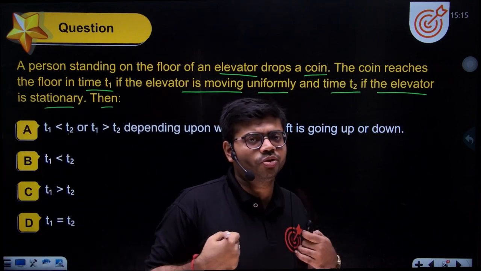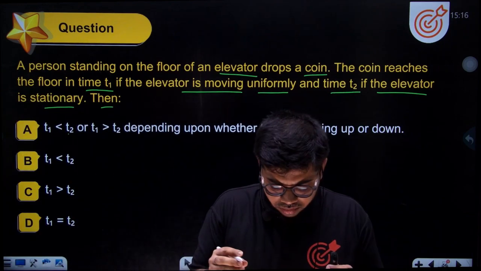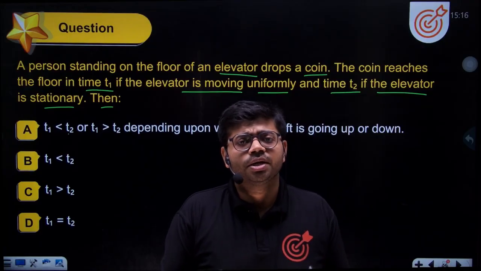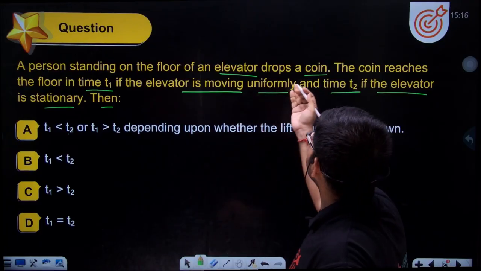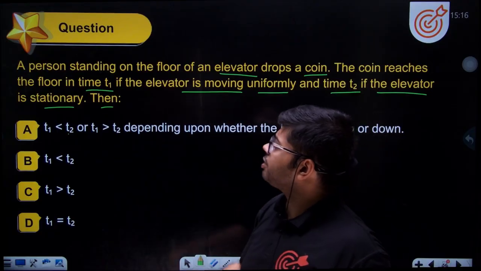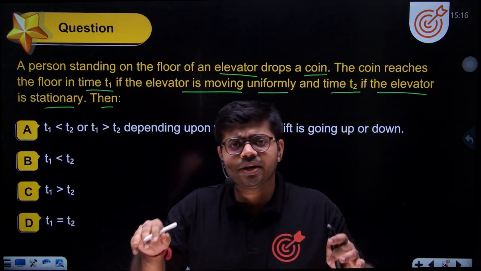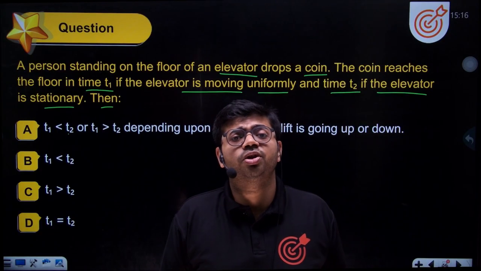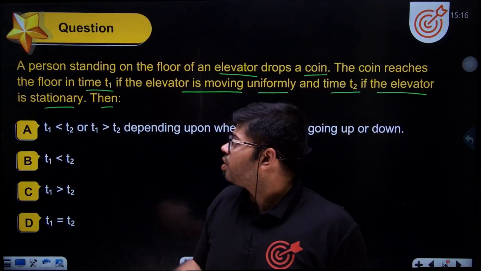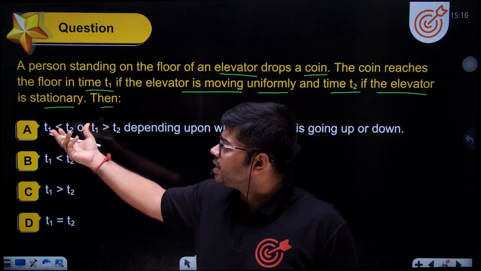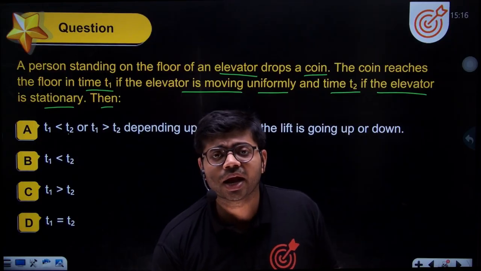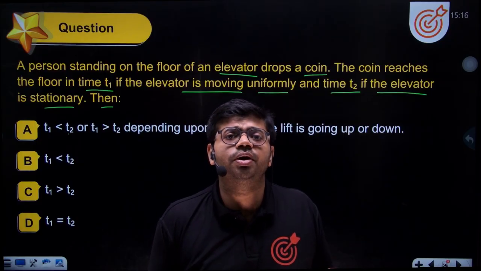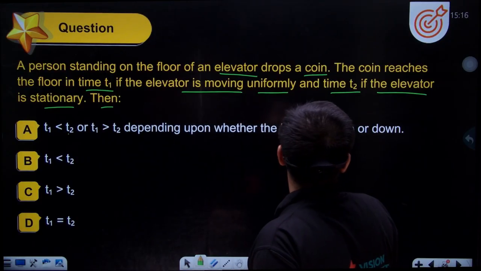I am standing in an elevator and I have dropped a coin. The coin reaches the floor in time t1 when the elevator is moving at a uniform speed, meaning velocity is constant, and when the elevator is stationary, the coin reaches the ground at time t2.